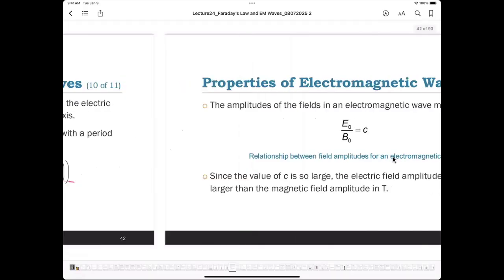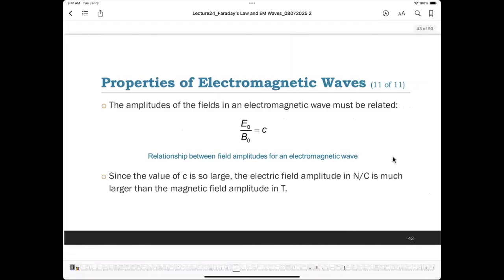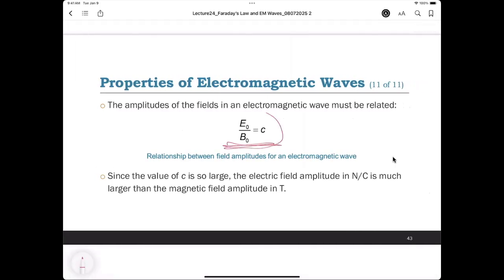E0 and B0 are the amplitudes of the oscillating fields. The amplitudes of the fields in an electromagnetic wave must be related. They have this relationship between the field amplitudes for an electromagnetic wave. Since the value of c is so large, equal to 3 times 10^8, the electric field amplitude in N/C is much larger than the magnetic field amplitude in T, because you can see this result is very large. That makes sense to you?